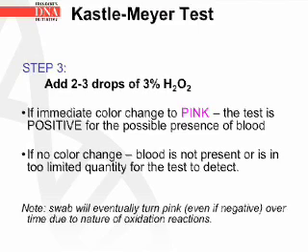Step 3. Add 2 to 3 drops of 3% hydrogen peroxide. If an immediate color change to pink occurs, then the test is positive for the possible presence of blood. If no color change occurs, then either blood is not present or it is in too limited quantity for the test to detect. Note that the swab will eventually turn pink even if negative over time due to the nature of oxidation reactions.